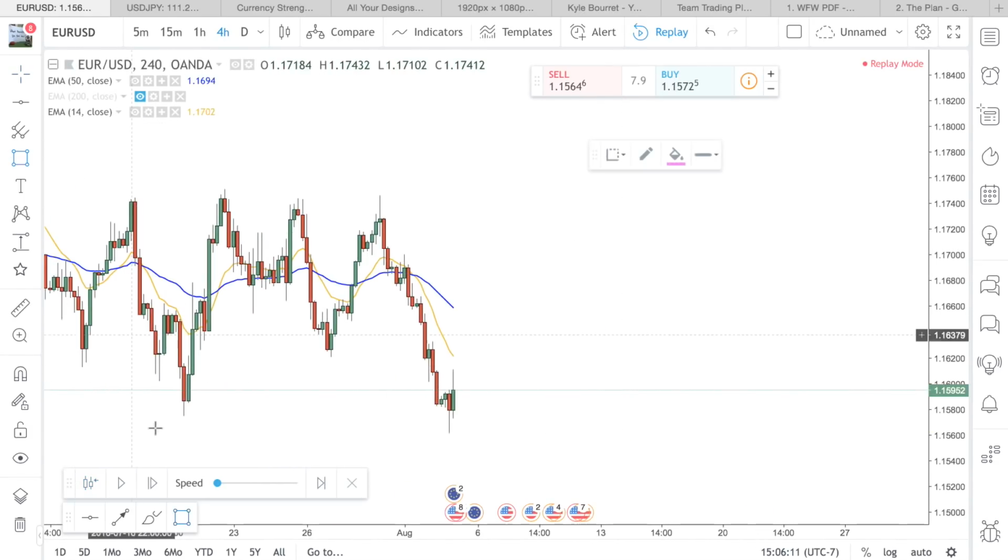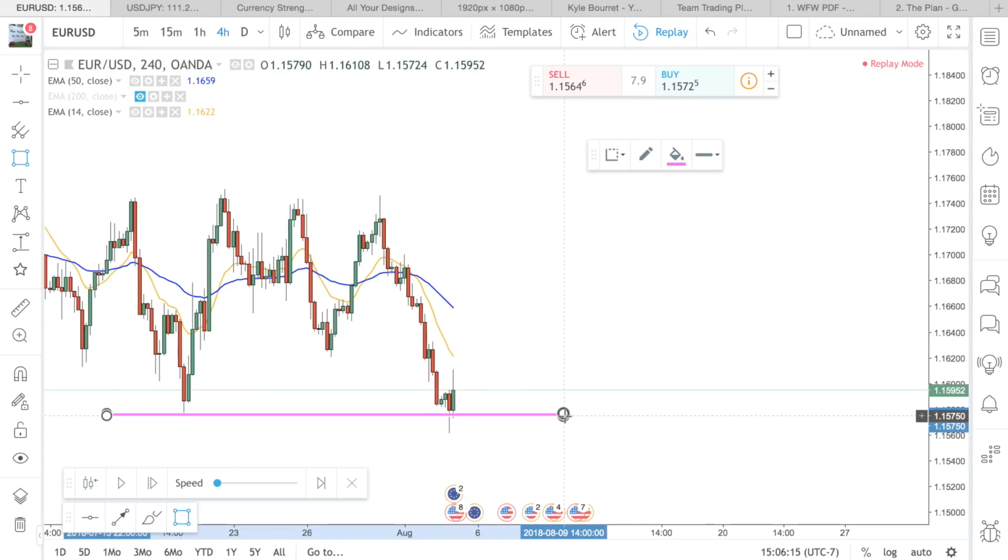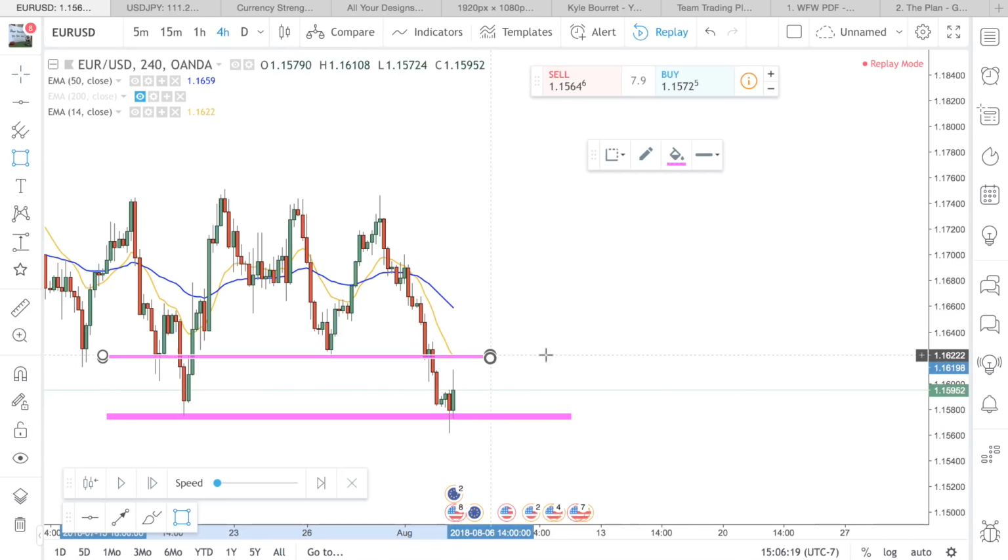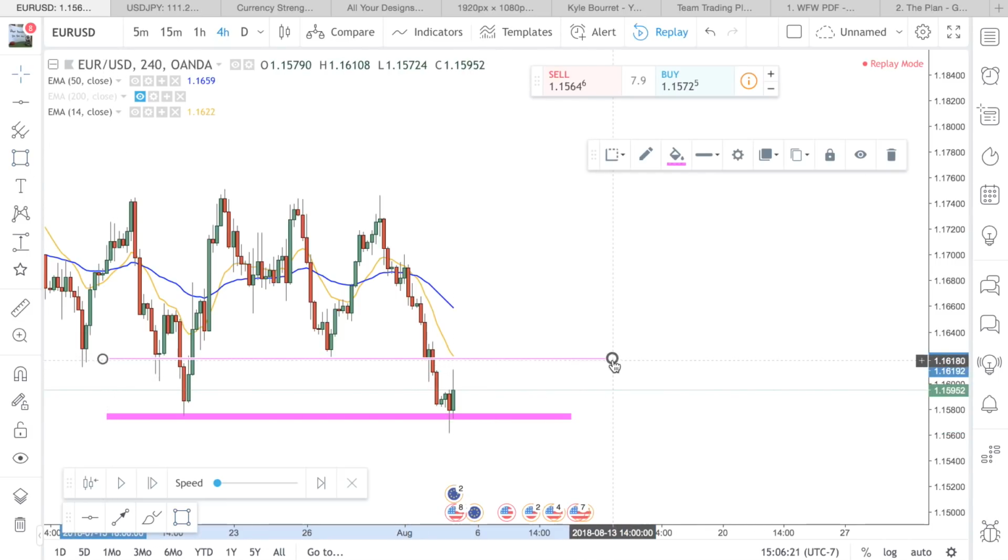So, Euro USD, not the best. No real clear sense of direction. Price making lower lows and lower highs. Boom, boom. We broke this whole structure. Maybe it's just retesting. This is the structure. It's retesting the areas that price had broken. Maybe. I don't really like it.